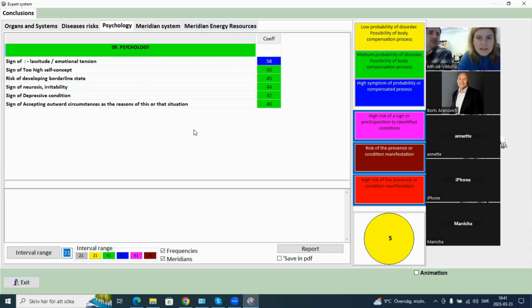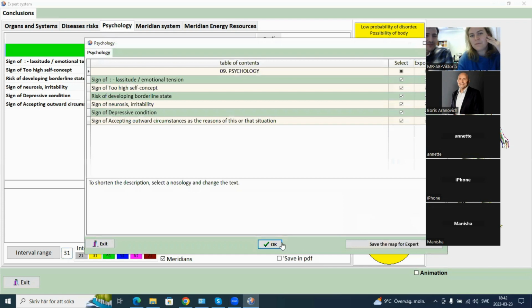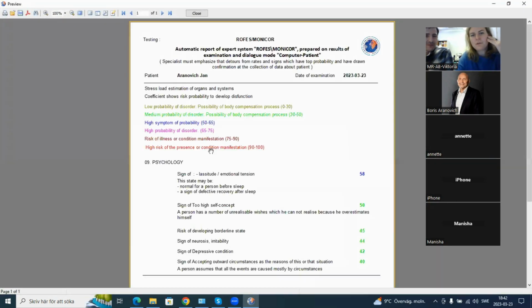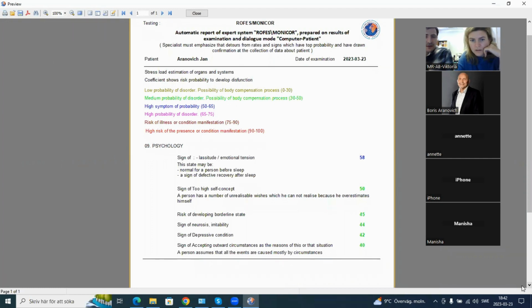Here you can also see, if you go to report, of course, everything you can print or save to PDF and send to your clients or to yourself. If you go to report, it will show you everything, how it is, which symptoms you have, which numbers, plus it will count. You don't have it here.